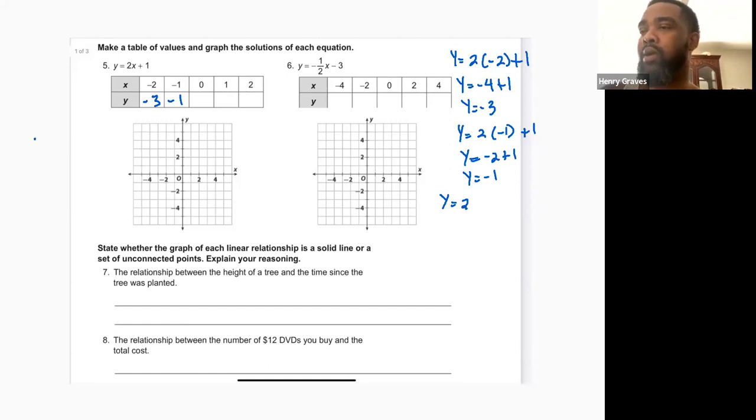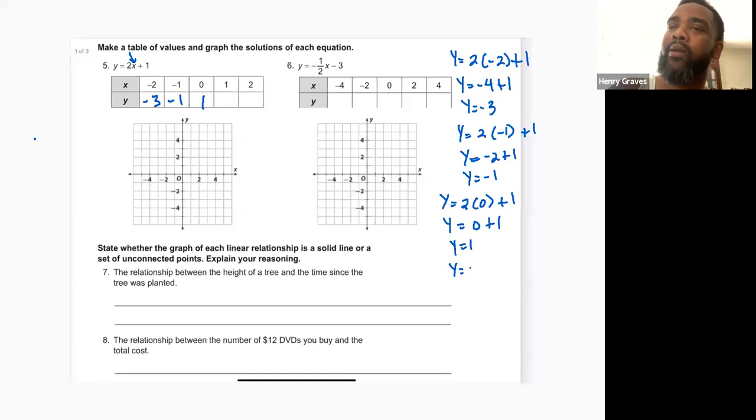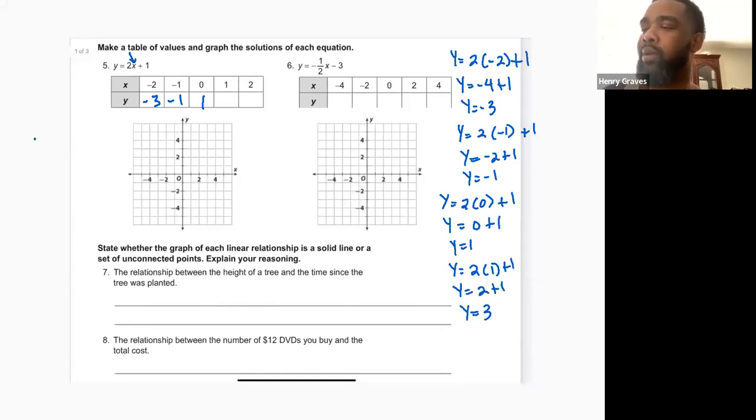Plus 1, so y equals 0 plus 1, which is 1. And then y equals 2 times 1 plus 1. So y would equal 2 plus 1, which is 3, right? And then the last one I can do on the bottom here, I don't have space. So y equals 2 times 2 plus 1.